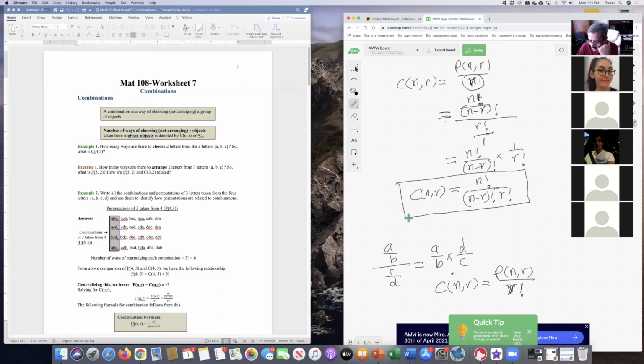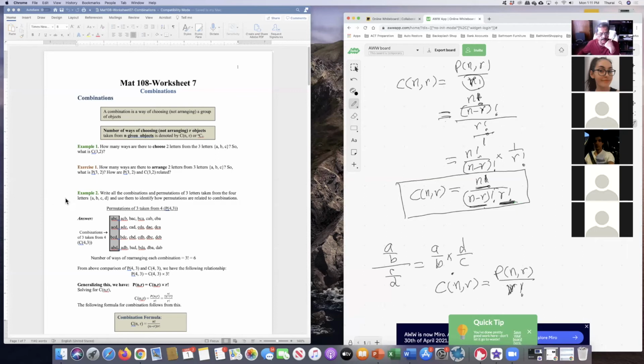For PNR, I get factorial n over factorial n minus R, just these two. For CNR, I have this additional factor in the denominator, factorial R. That's the difference. Now, you can see that combination is always a smaller number, right?